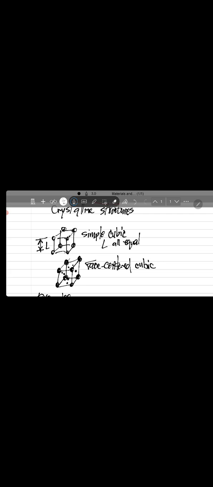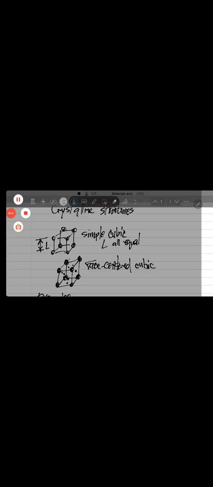All right, so simple cubic, all of your lengths are the same. All of your lengths are the same here, right? This equals that, equals that, equals that. Everything is equal, 90 degrees. It's a cube, right? And then these are your atoms. Simple cubic.